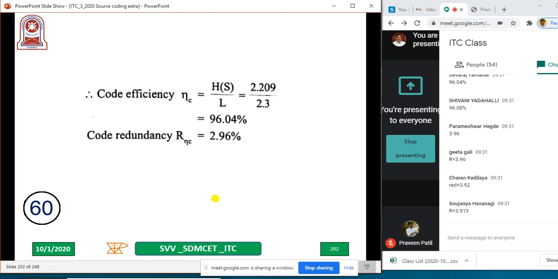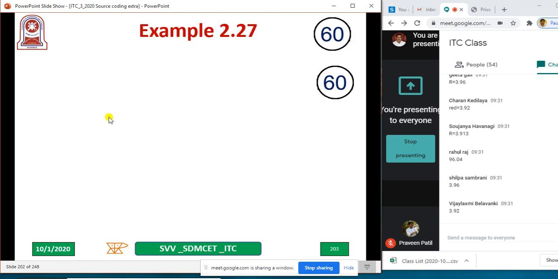I think I got 2.96. I don't know. Is it 3 or 2? It should be 3.96, I think. 96. Yes. 3.9296 is the correct answer. So let us go to the next. If you all completed this, you can go to the next problem. I will pause for a while.